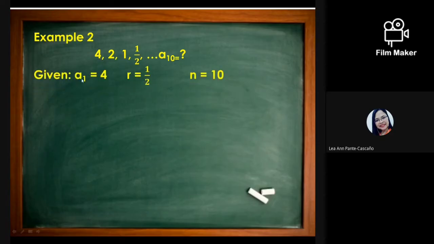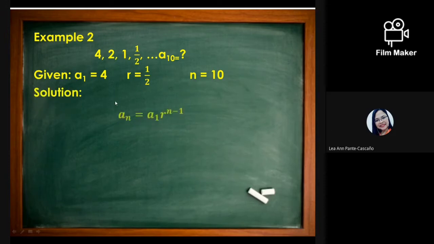Given is, first term is 4. The common ratio here is 1/2. Because if we multiply 4 times 1/2, the answer is 2. 2 times 1/2 is 1. 1 times 1/2 is 1/2. So the common ratio is 1/2. The number of term is 10.